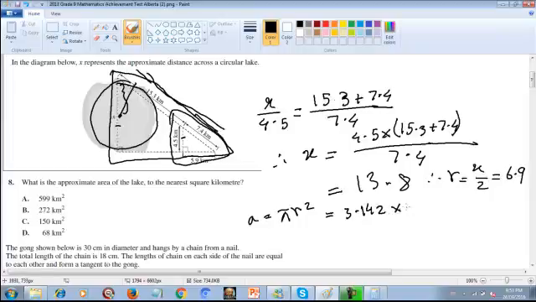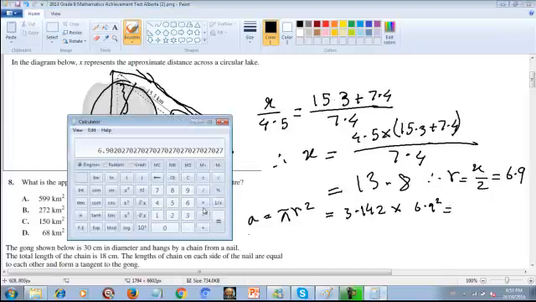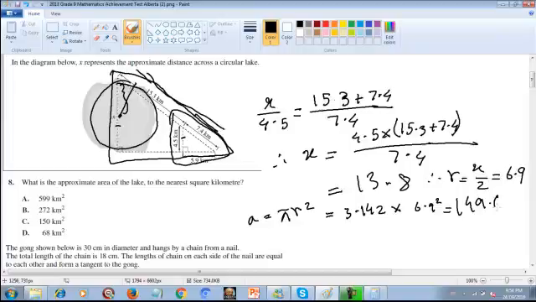3.42 squared. That comes out to be 149.6. 149.6 is roughly equal to 150 square kilometers. So the answer will be C, that is 150 square kilometers.